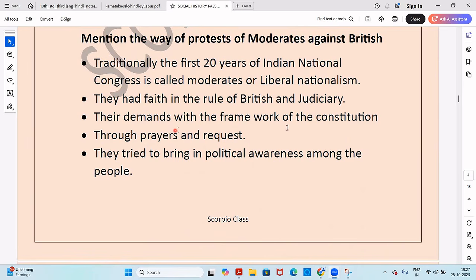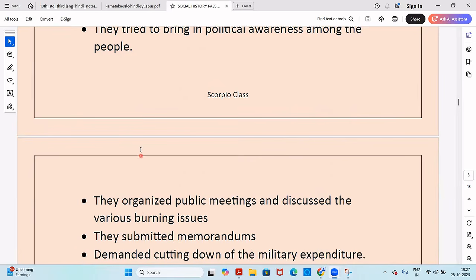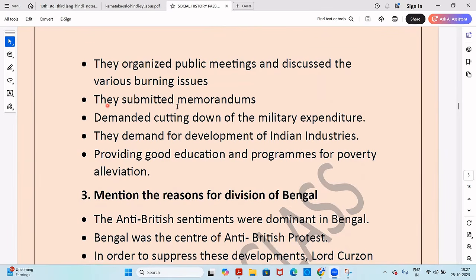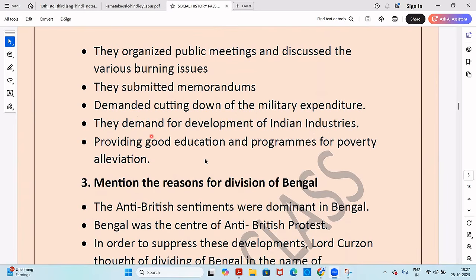They made their demands within the framework of the constitution through prayers and requests. They tried to bring political awareness among the people. They organized public meetings and discussed the various burning issues. They submitted memorandums. They demanded cutting down of the military expenditure. They demanded the development of Indian industries, good education and programs for poverty alleviation. So all these were the points for the answer, the way of working of the moderates.